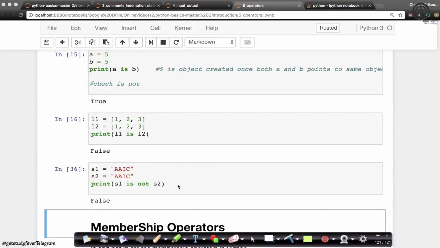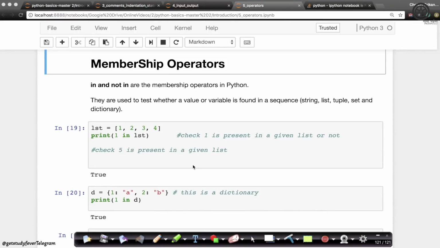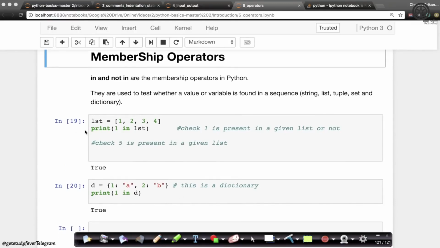There are other very interesting operators in Python called in and not in, which are called membership operators. Let's look at it. Suppose I have a list LST with 4 numbers: 1, 2, 3, 4. I could say 1 in list. If 1 is there in this list, it would return true. That's what it does. Very useful, because now you can say whether an element is there in a list or not. You can do this for strings, lists, tuples, dictionaries, sets, etc.